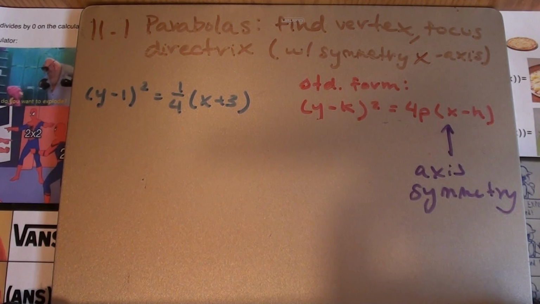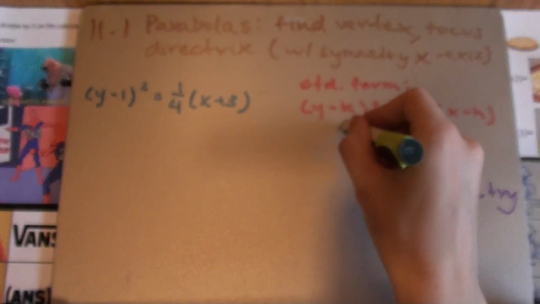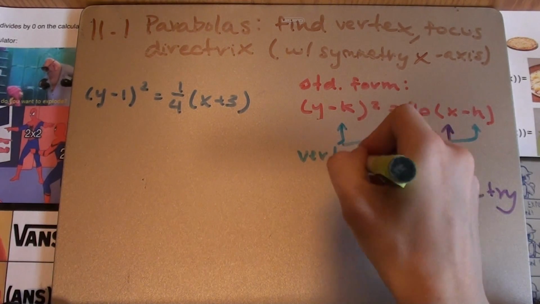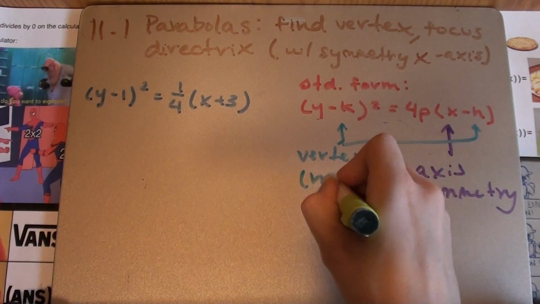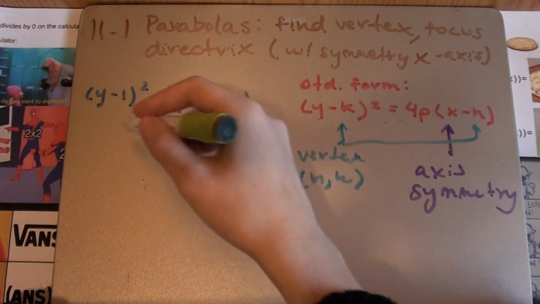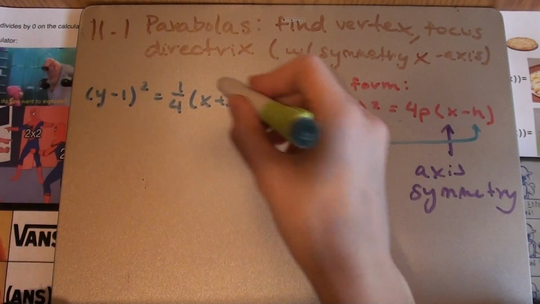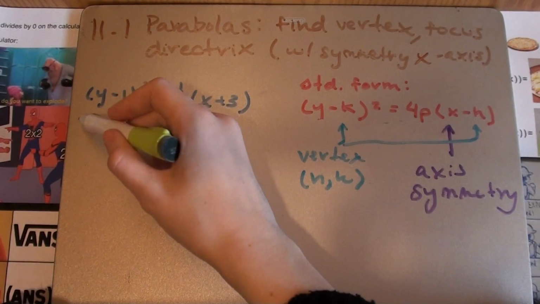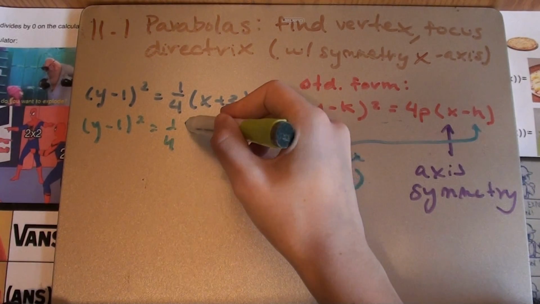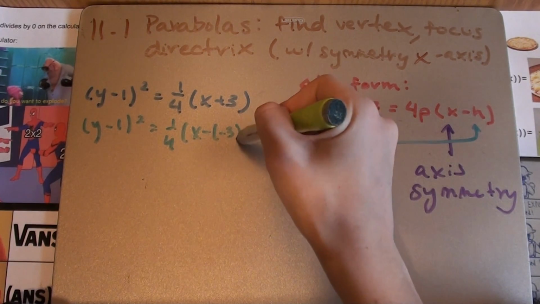The first one that we're going to be working with is our vertex, which is the easiest part. Our vertex is determined by these two terms right here, our h and our k. Our h and k tell us what our vertex is, the point that our parabola comes to. Looking at our equation, we have a slightly different form because of the x plus 3. What we have to remember is that two negatives make a positive. So we have x minus negative 3.